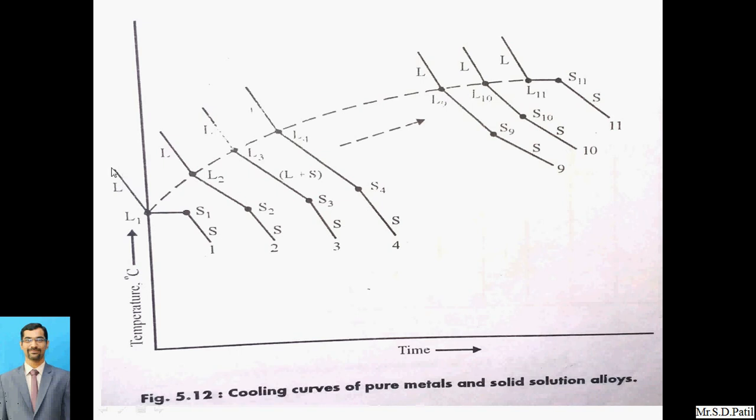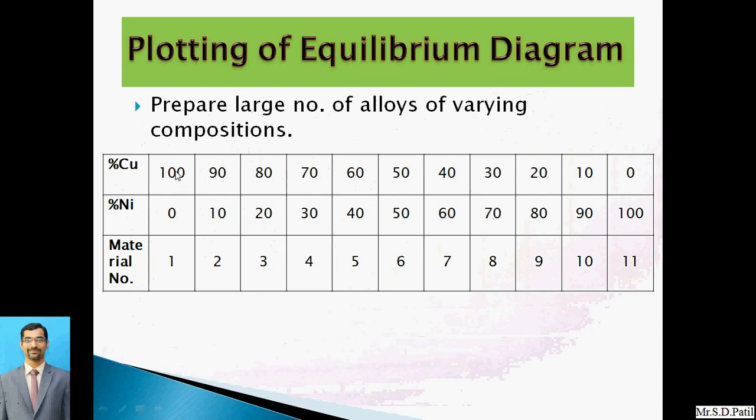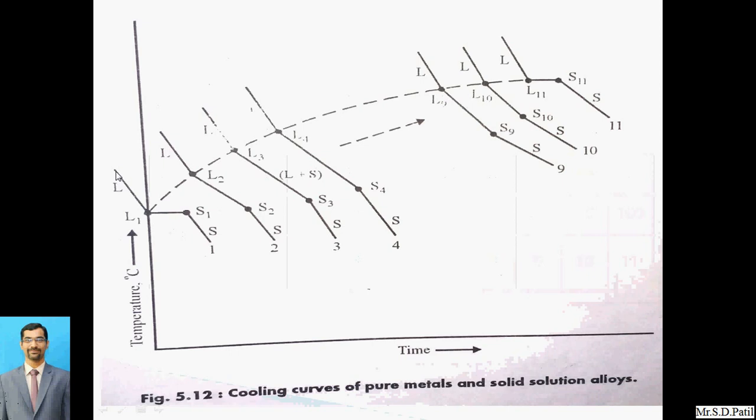So for the cooling curve of pure metal, for material number 1, we have 100% copper and 0% nickel. This is the pure metal, and for the pure metal, the phase changes from liquid to L1. L1 in the sense that solidification will just start.